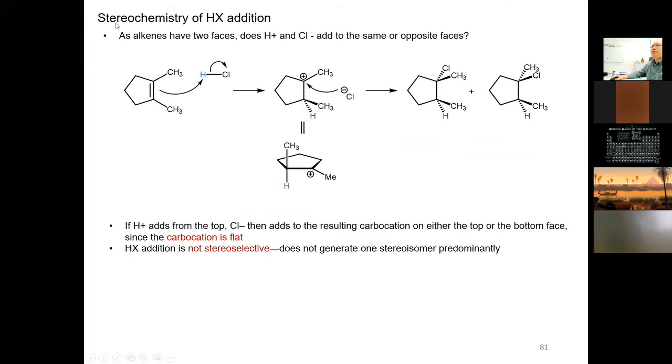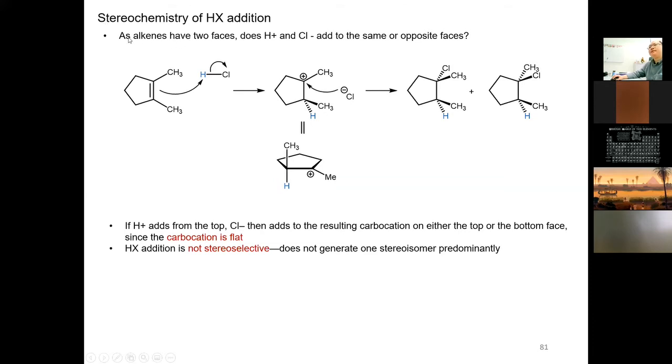So if you still remember the definition of stereochemistry, it means that if a reaction generates two products with the same bond connection, you can see methyl is still here, methyl is still here, but they have a different 3D orientation, like the relative cis-trans relationship between all these substituents. So let's see what stereochemistry the HX addition has.